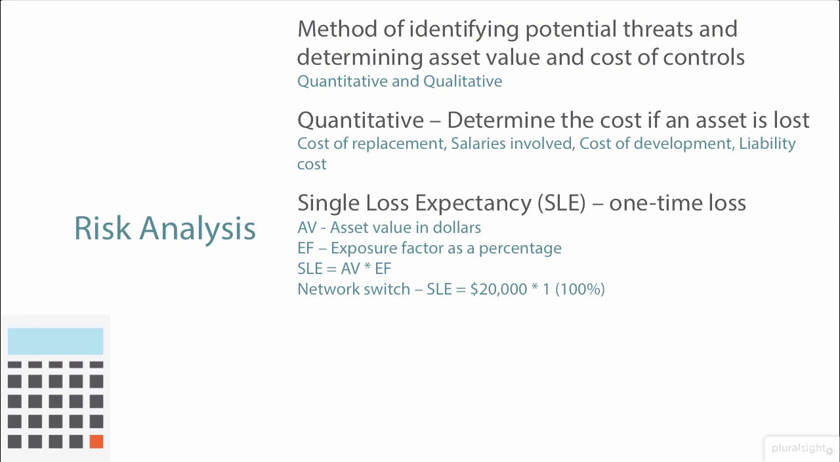I've already started using this example of a network switch. So let's say that the switch, the cost of the switch and the time that it takes to replace the switch. Notice how I've added salary into this. Let's say it costs us 20 grand. And if the switch fails, it's a 100% failure. We lose that portion of the network. Well, then we'll take 20,000 times 1 for 100% failure. That gives us our single loss expectancy, which is going to be 20 grand.